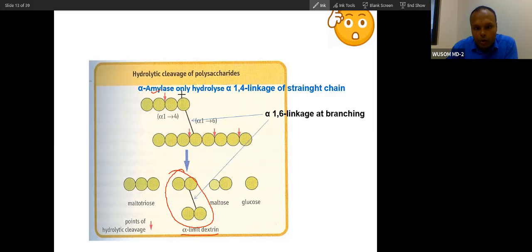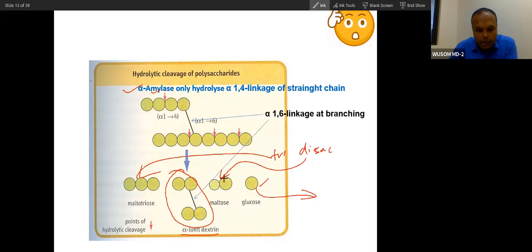So you already know about the function of amylase. Let's talk about the further digestion. Amylase actually digests this starch into disaccharide. Because of its action, monosaccharide, trisaccharide, and disaccharide are released. Monosaccharide will easily be absorbed, but disaccharide needs further digestion. Trisaccharide also needs further digestion, and obviously this limit dextrin requires further digestion.